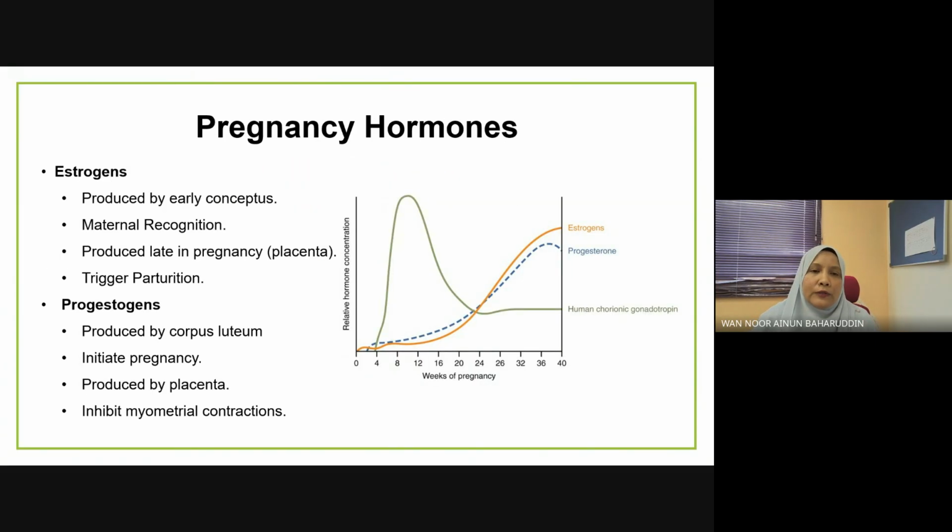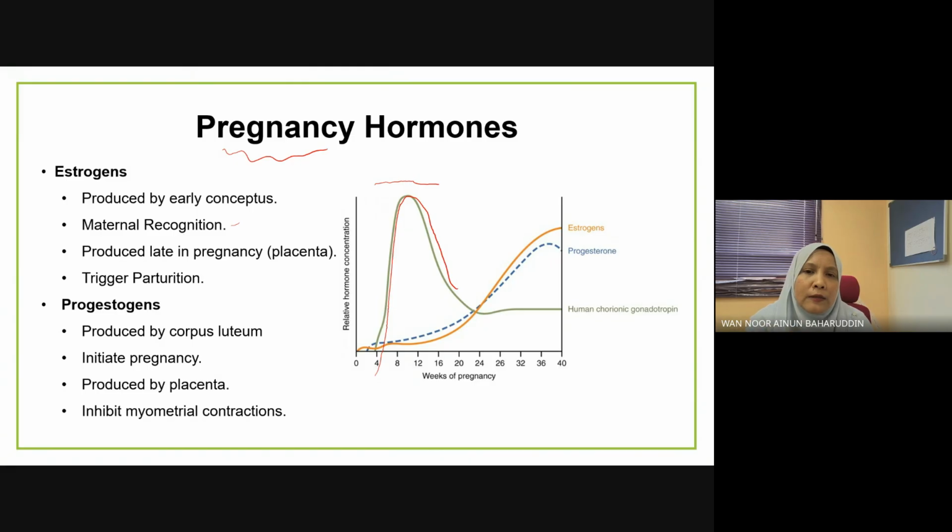These are all of those pregnancy hormones: estrogen, progesterone, and HCG. Estrogen during pregnancy is the one that will surge during 4 to 20 weeks of pregnancy. So this one is for maternal recognition and produces lead in pregnancy.